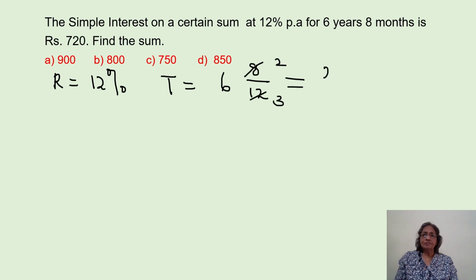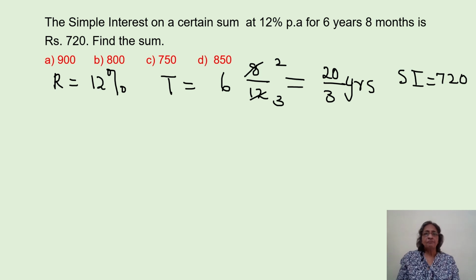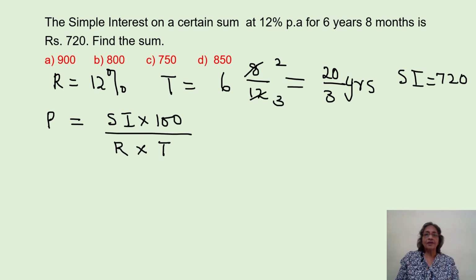So this will become 20/3 years. And we are given the simple interest as 720. So directly we can find the principal. Principal from our first formula is nothing but simple interest into 100 upon rate into time period. So let's see what this works out to be.